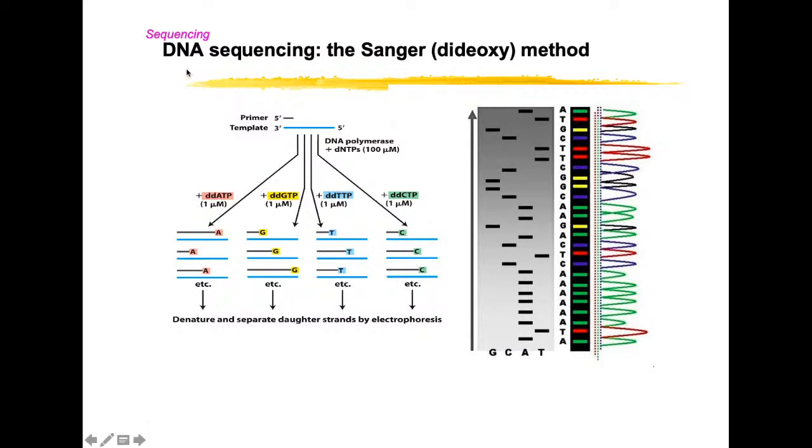Then comes DNA sequencing, the Sanger dideoxy method. As I have discussed, we will have a primer, and our template is known. We will add our template, it will attach, and we add DNA polymerase and dNTPs and ddNTPs in 1 micromolar. So we will have 4 different conditions according to ATP, GTP, TTP and CTP. This is for adenosine, guanine, thymine, cytosine.